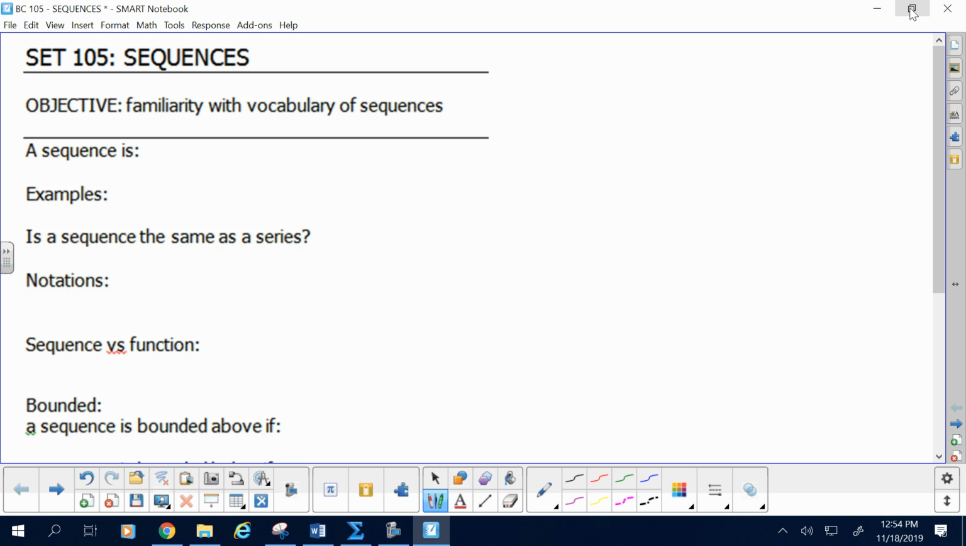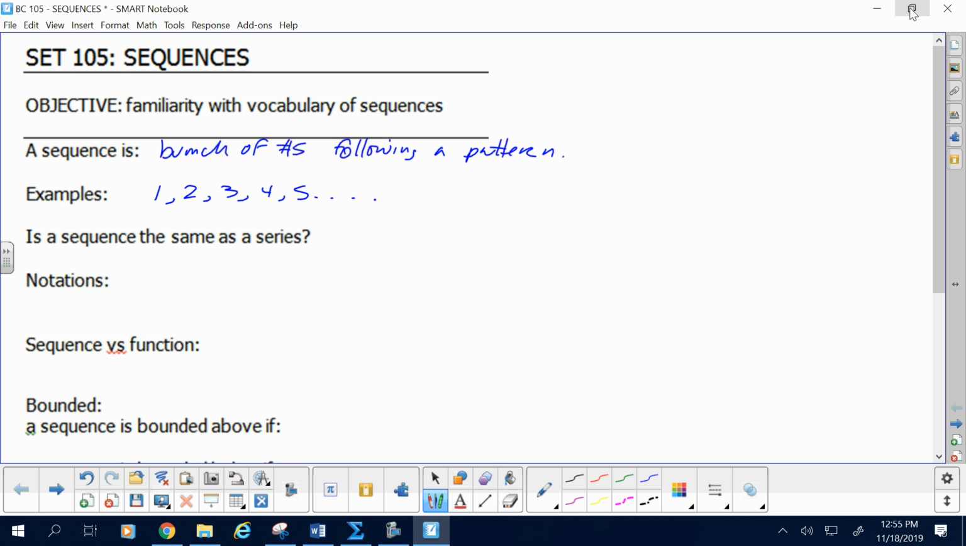What's a sequence? A sequence is a bunch of numbers following a pattern. Not random numbers. Okay? An example, if I told you the very first sequence you ever learned, 1, 2, 3, 4, 5, that's a sequence. What kind of sequence is it? Arithmetic. You're adding one each time.